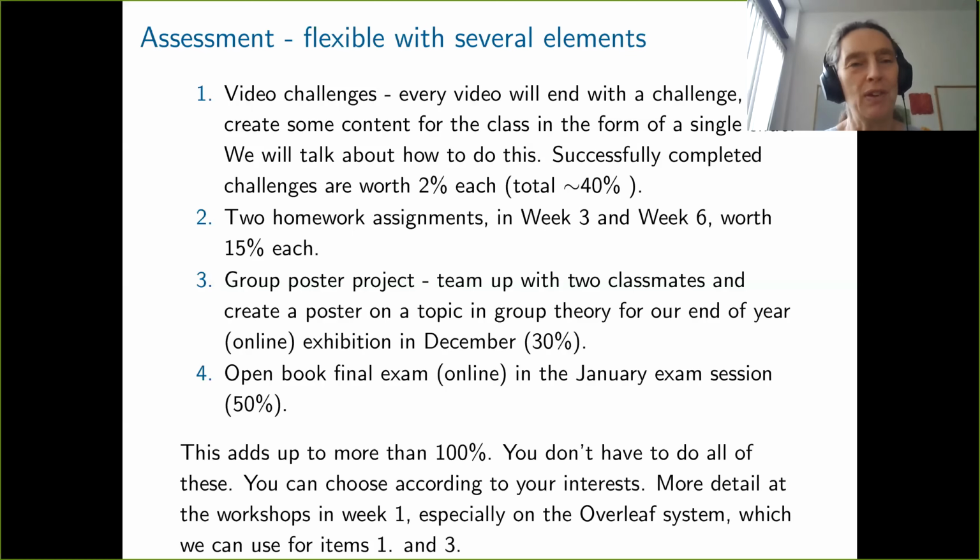Okay, there'll be 2 conventional homework assignments. They'll be distributed more than likely in week 3 and week 6, and they'll be worth 15% each. So far we have 70%, 40 plus 2 15s.